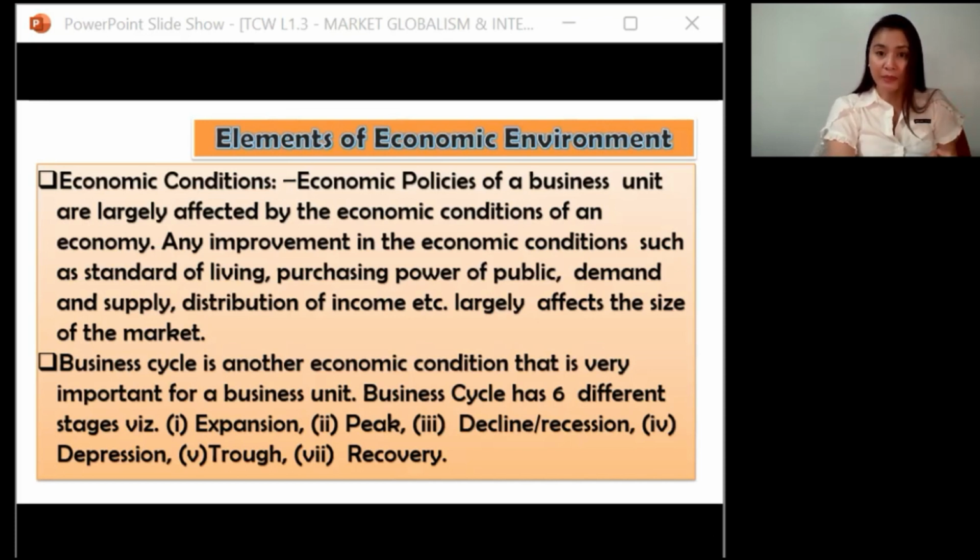And the second element is the business cycle. A business cycle is actually another economic condition that is very important for a business. The business cycle has 6 different stages, and these are expansion, peak, recession, depression, trough, and then recovery. Okay, so we will discuss one by one these different 6 stages.